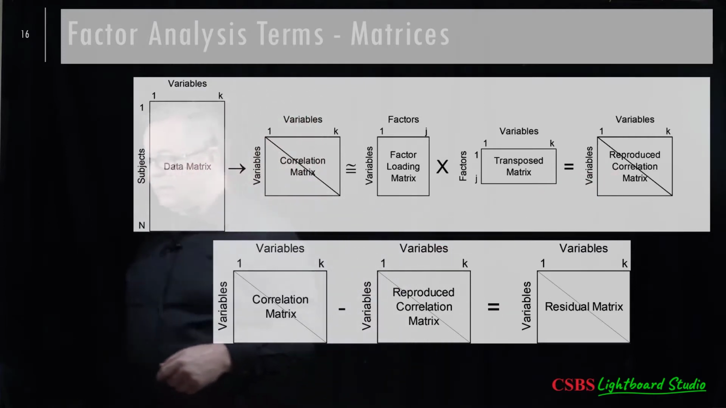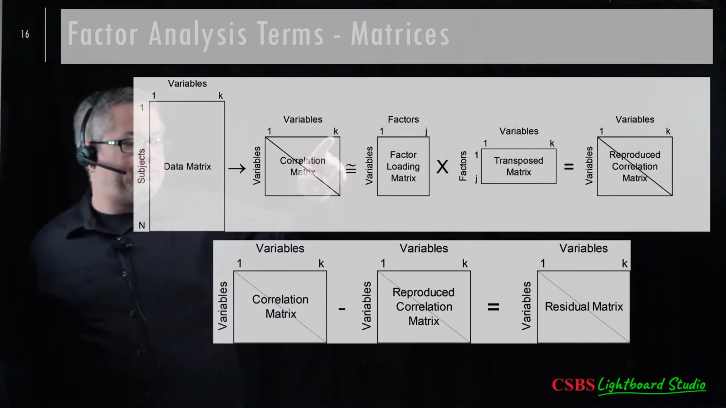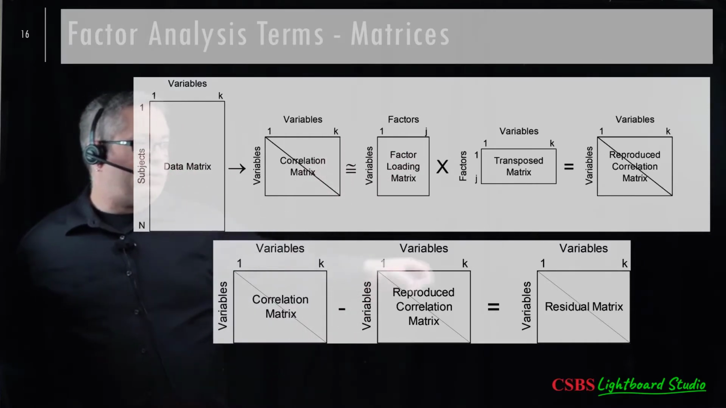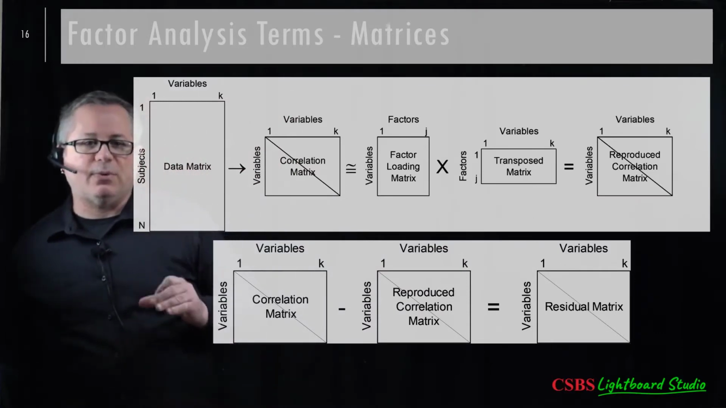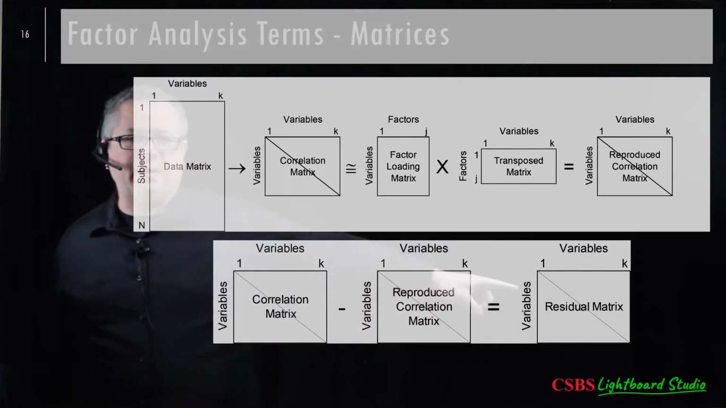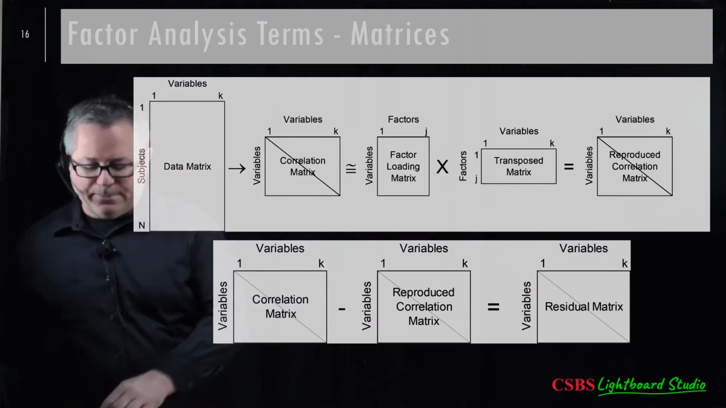As j starts to become less than k, we're not going to reproduce it perfectly, but the goal there is to get as close as possible, to make that residual matrix as small as we can while retaining only as few factors as we need.